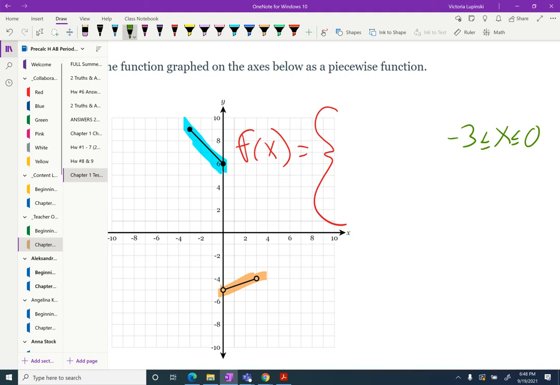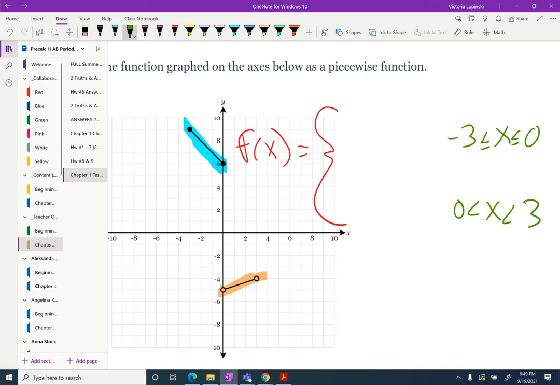Does somebody else want to try the domain for the orange piece? 0 and 3. Okay, 0 to 3, good. And both of those are going to be without the equal to. And again, we've mostly done ones where they went on and on, but whether they do or not, it really doesn't matter.